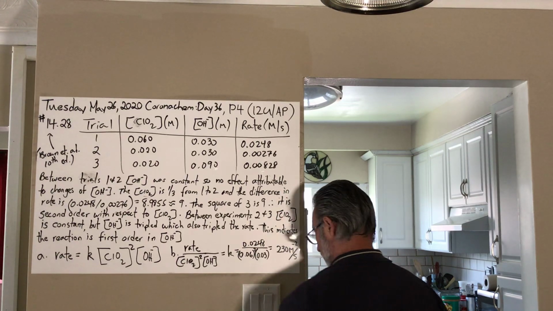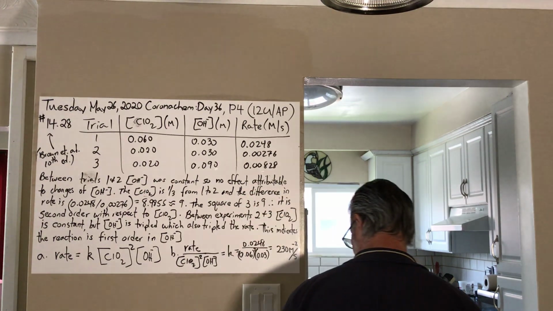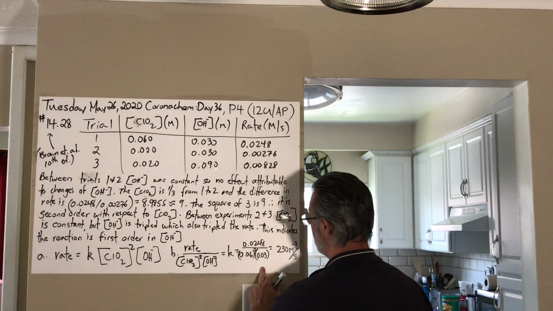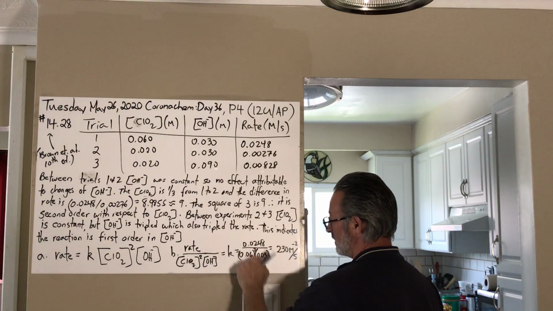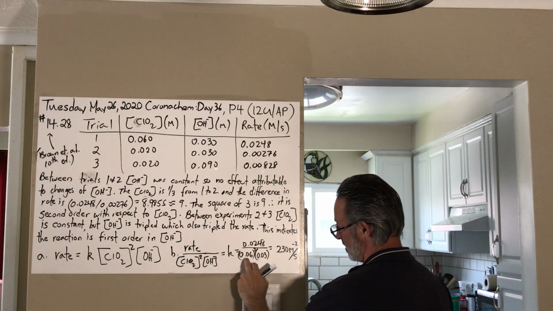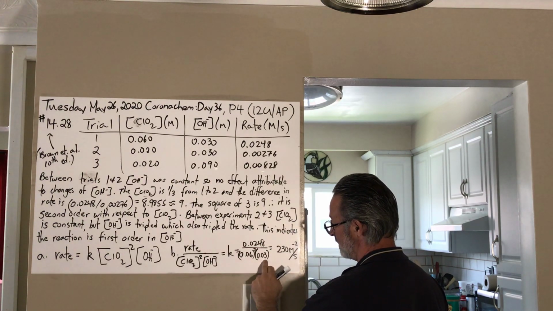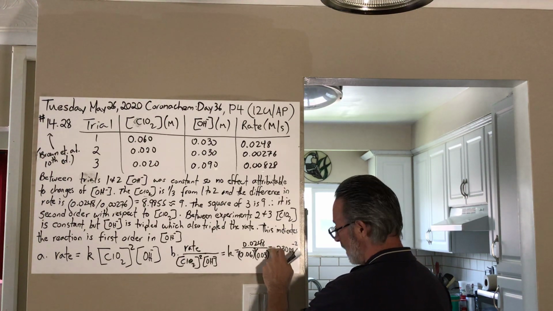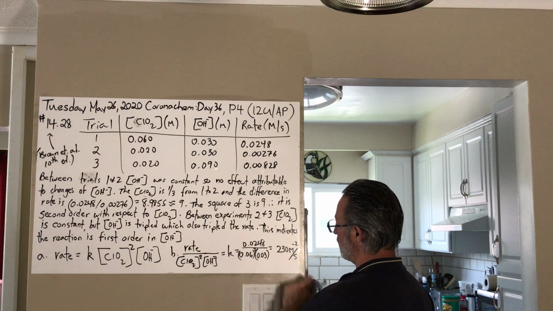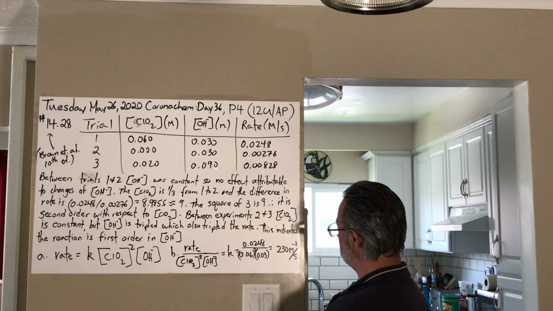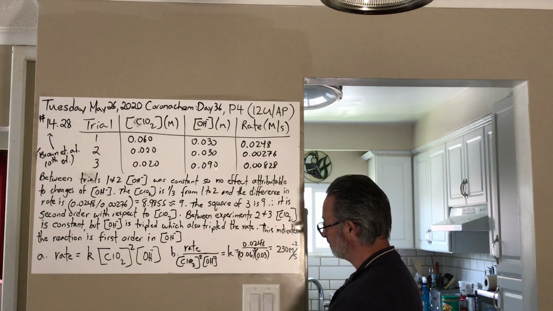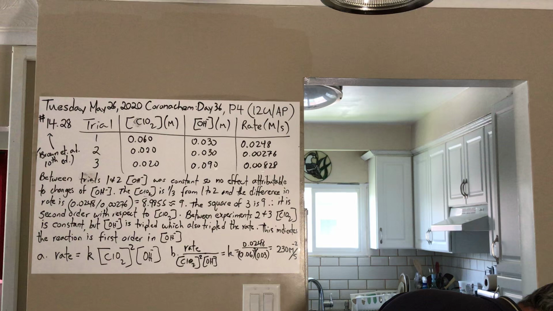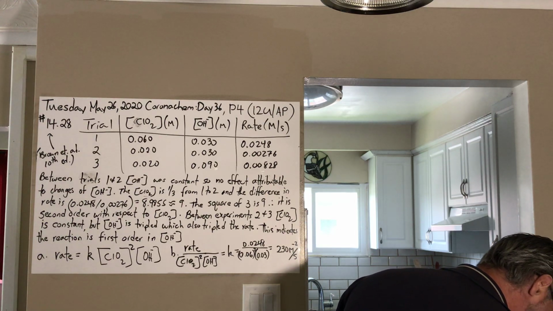And then they ask you to find the value of the rate constant. So we picked the first data set and we plugged in all the values. This would be the concentration of the chlorine dioxide. This is the concentration of hydroxide. That's the rate in molarities per second. And the rate constant is 230 molarity to the minus 2 per second. Those are the units of the rate constant.